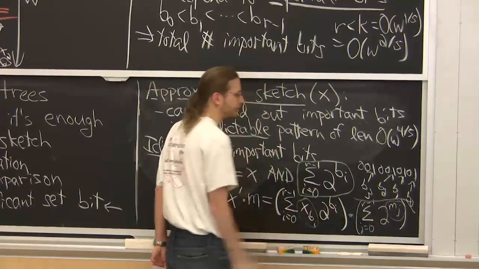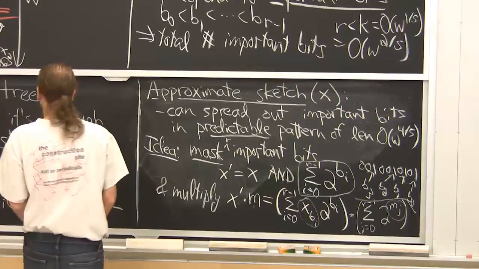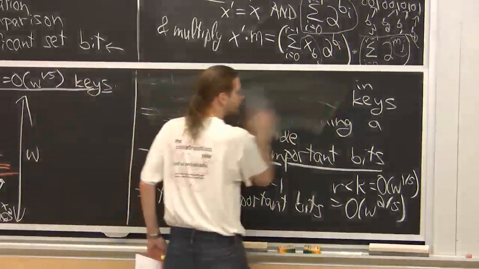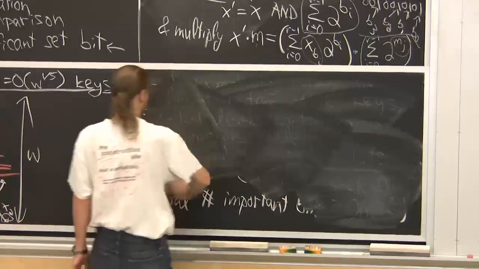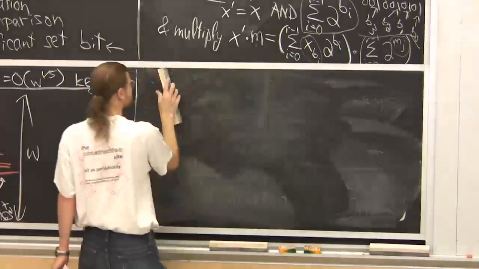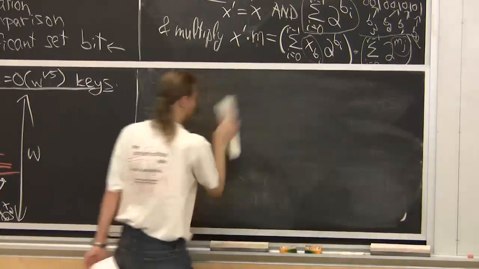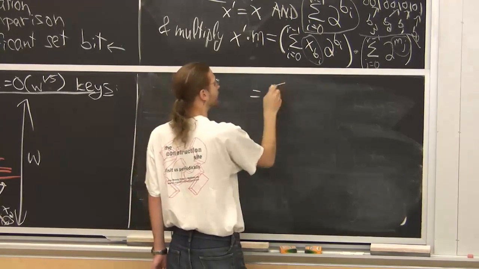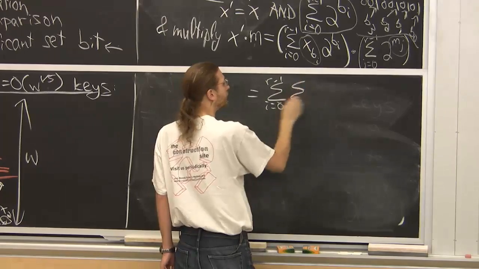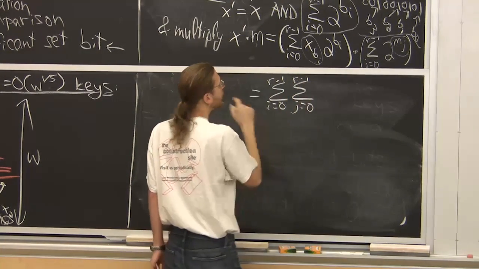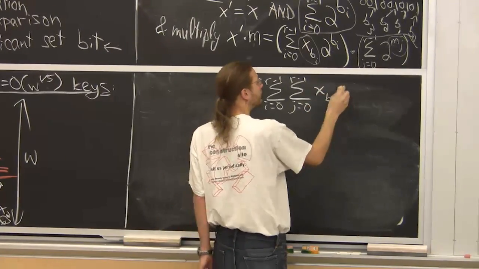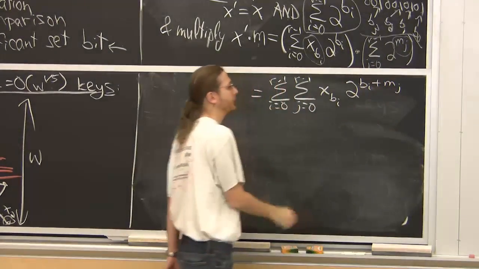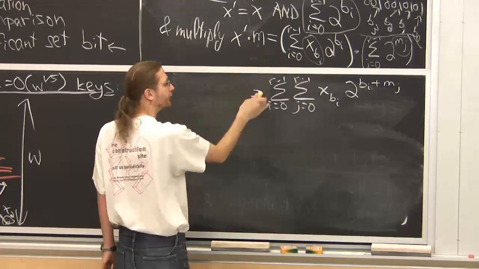And now I'm just taking this product. We can expand out the product algebraically and see what we get. So what's this product? Sum i equals 0 to r minus 1, sum j equals 0 to r minus 1 of x_bi times 2 to the bi plus mj. That's the algebraic product of those two things. That's why I wrote it out this way, so I can see what's going on.